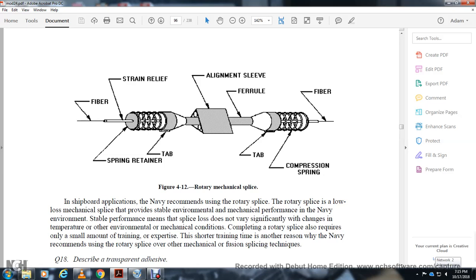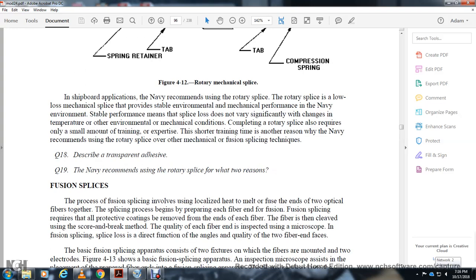In short, for many applications the rotary splice is recommended. The rotary splice is a low loss mechanical splice that provides stability and environmental and mechanical performance. In the Navy, environmental stable performance means the splice loss does not vary significantly with changes in temperature or other environmental conditions. Completing the rotary splice also requires only a small amount of training and expertise, which is important within another region for the Navy. This is the recommendation of the rotary splice over the other mechanical and fusion splicing techniques.